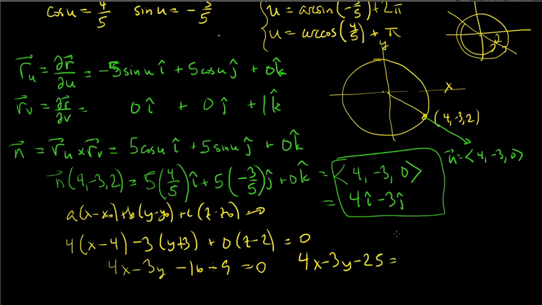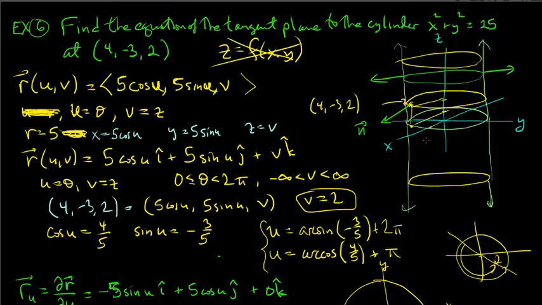Let's try that again. There we go. So that's the equation of the tangent plane. Right? Yeah, it's a vertical tangent plane, right? It doesn't have a z because it's a vertical tangent plane. Just go straight up and down, right?